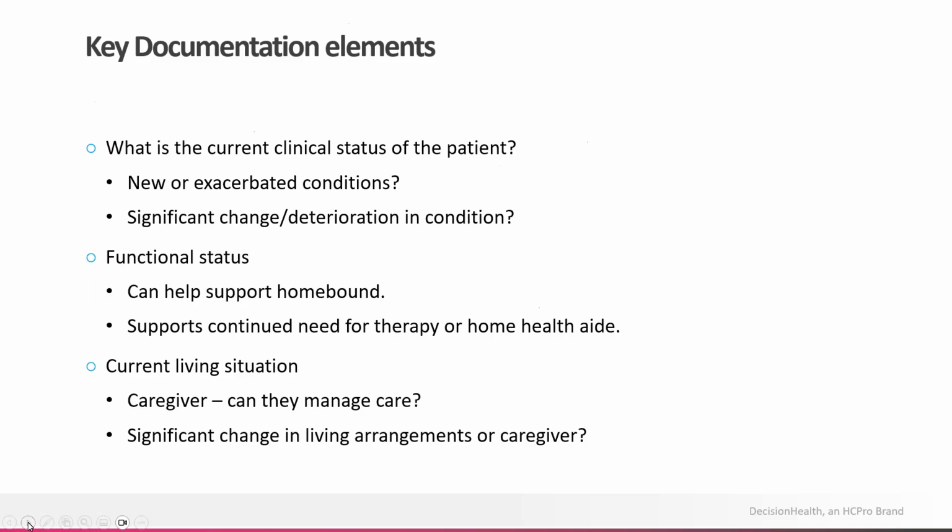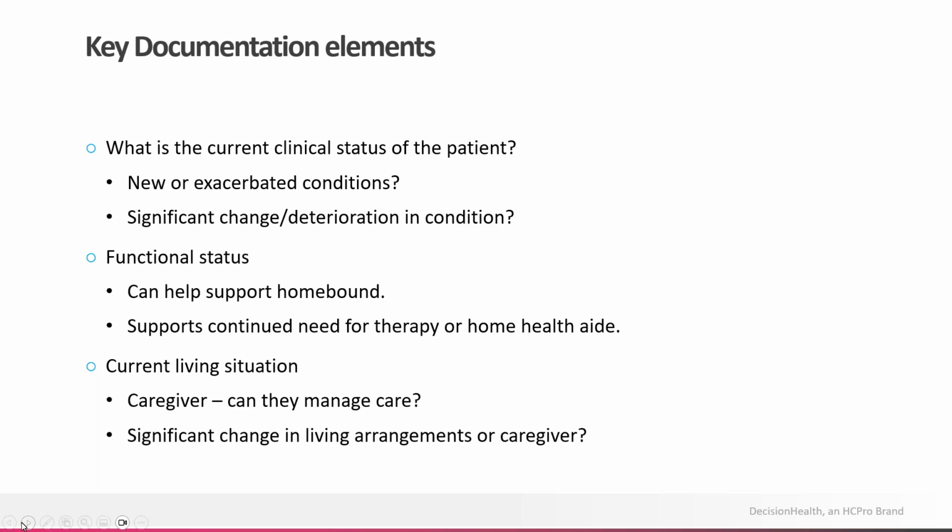So let's talk about some key documentation elements that you want to make sure you're including, and make sure all of your staff, and that includes both the field clinicians and QA staff, are aware of these things. You need to make sure you're describing the current, at the time of the assessment, clinical picture of the patient. Do they have a new or exacerbated diagnosis? Has there been a significant change or a deterioration? Also, what's their functional status? This is extremely important for continued homebound, justify therapy, justify the home health aide and nursing. Functional is extremely important. And then also, has their living situation changed?